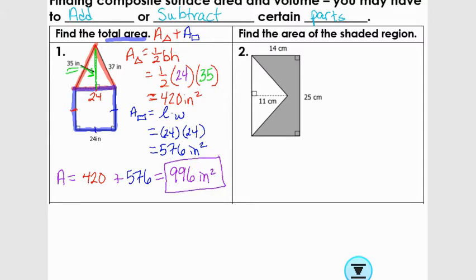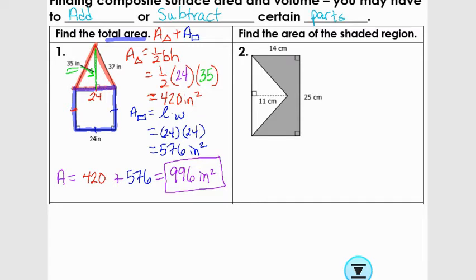Very nice. Okay, and then on the next one, it asks us to find the area of the shaded region. Now, we added to get that total area of those two composite shapes together. And now to get the area of just the shaded region, we're going to have to subtract. And that's what we said. Sometimes we'll have to add and sometimes we'll have to subtract.